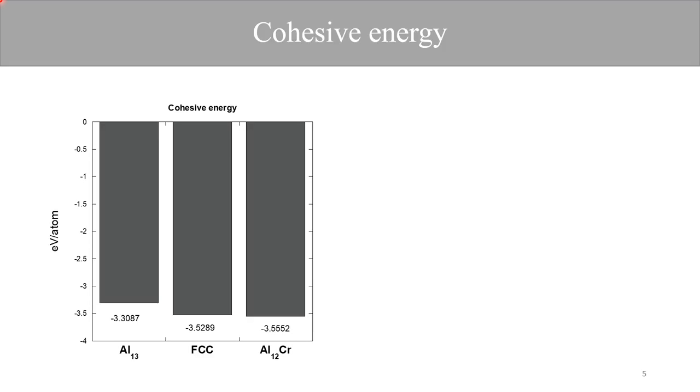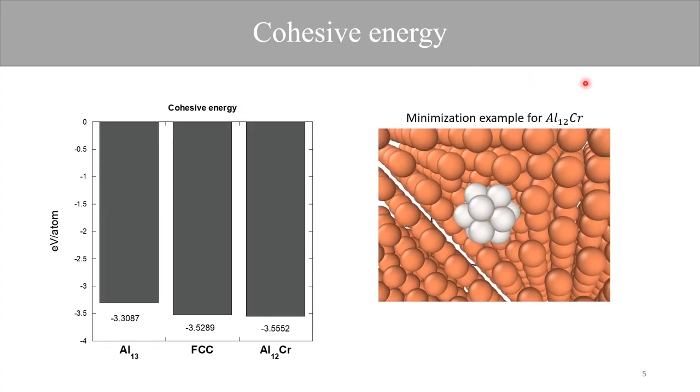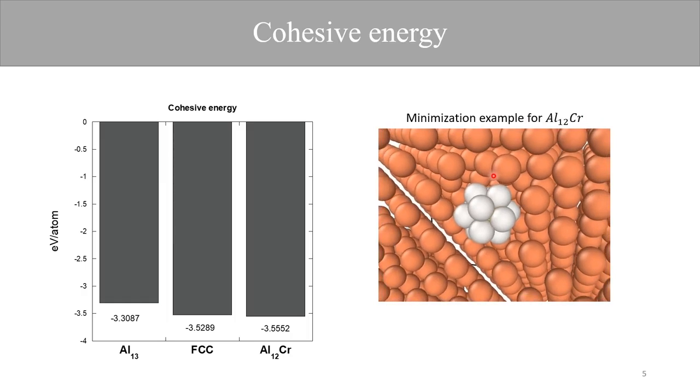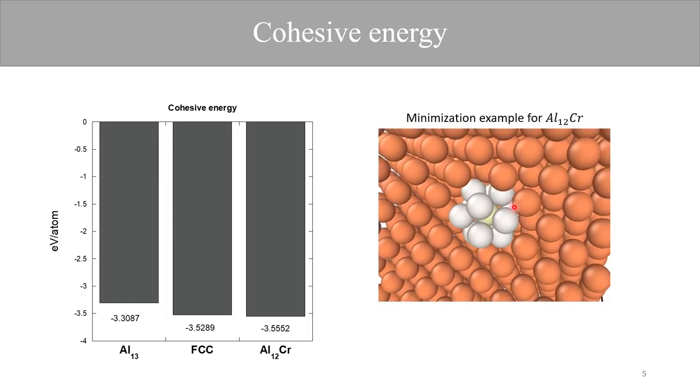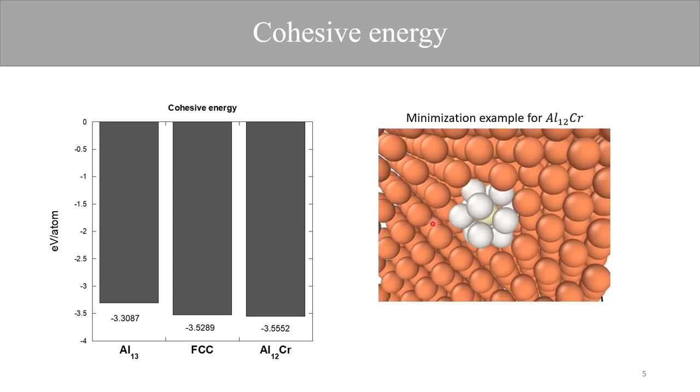Now I'm going to present some of the preliminary results from the molecular dynamic simulations. We present here the calculation of the cohesive energy for two different icosahedrons and also for the FCC structure. As an illustration, we can see here the minimization for Al12Cr, and the minimization is carried out by introducing the arrangement in an expanded box. Then the system is minimized.